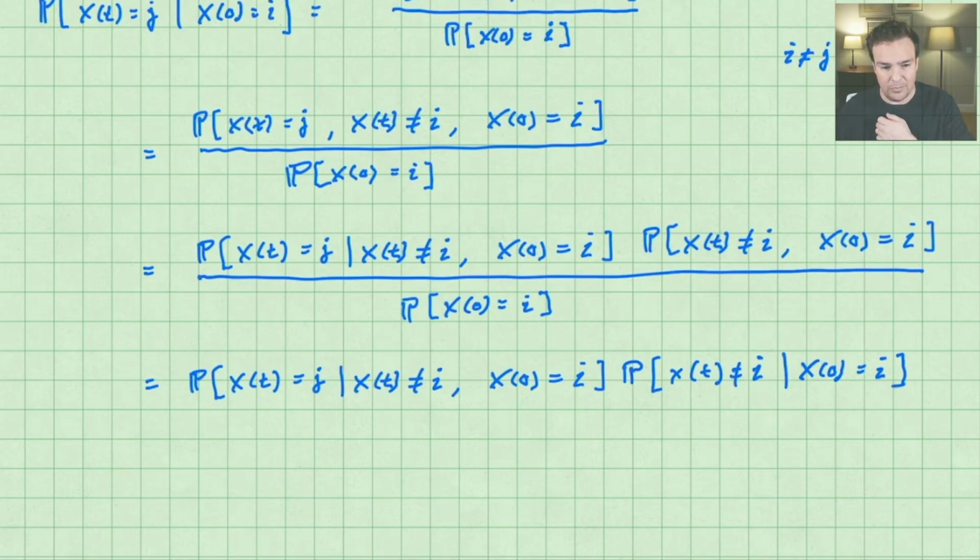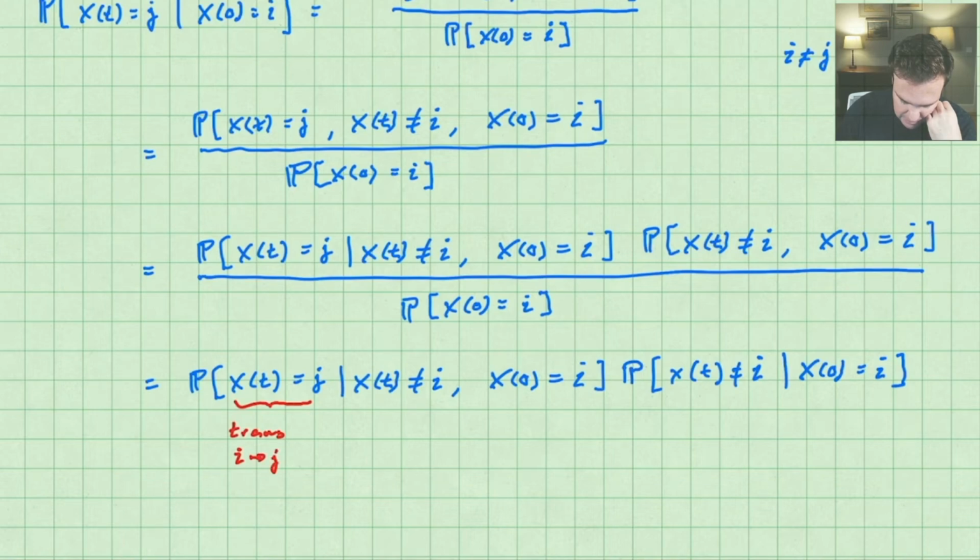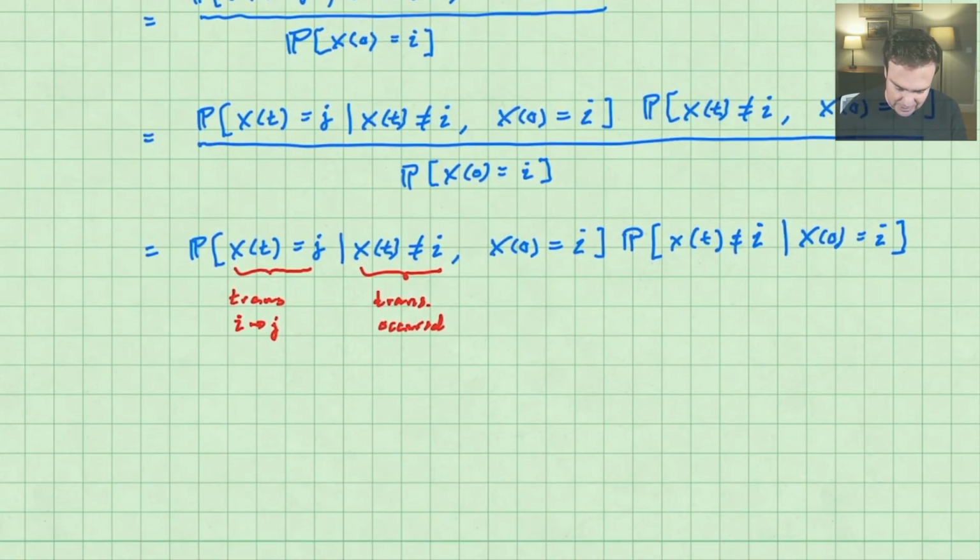Which should look familiar from the last part of the proof, right? But let's think about these different pieces here. Over here on the left, x of t is equal to j. That just means you had a transition from I to j. Sorry, let me rephrase this. This thing on the left means you transition specifically from I to j, and this bit here means a transition occurred, you left state I. And then that last one is saying that you were in state I at time 0. And so this whole first term is Pij.